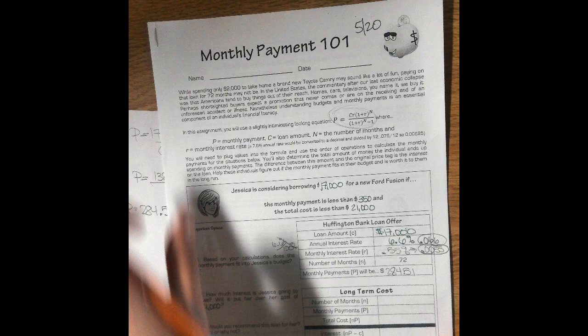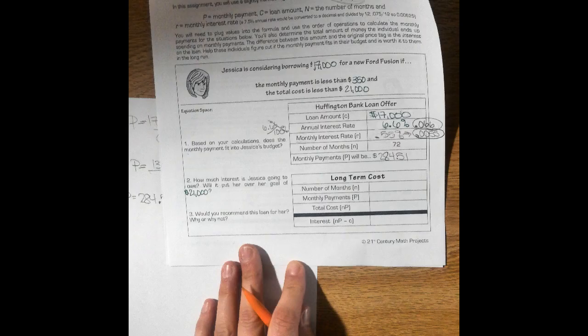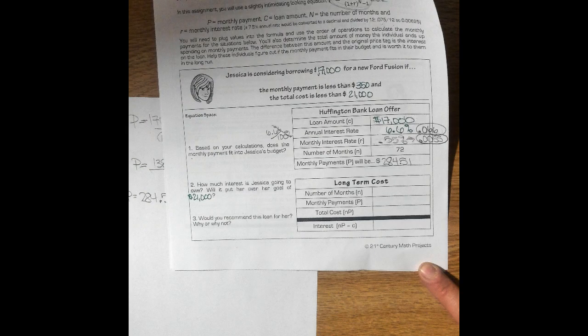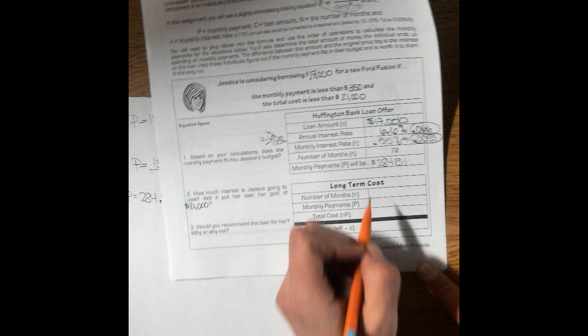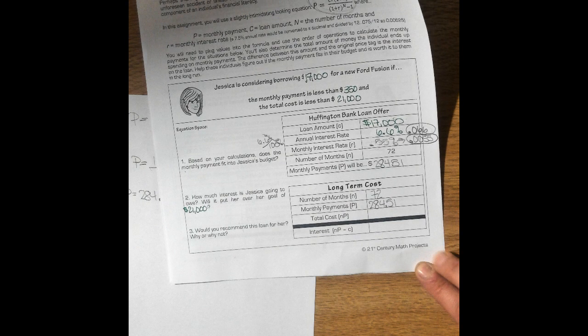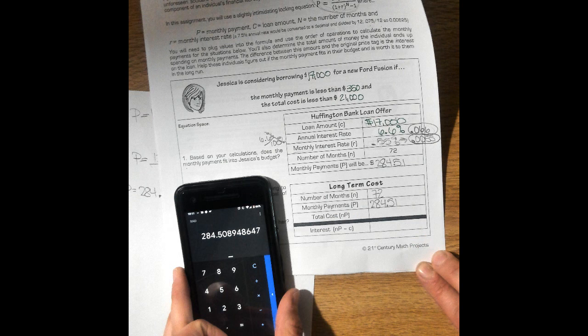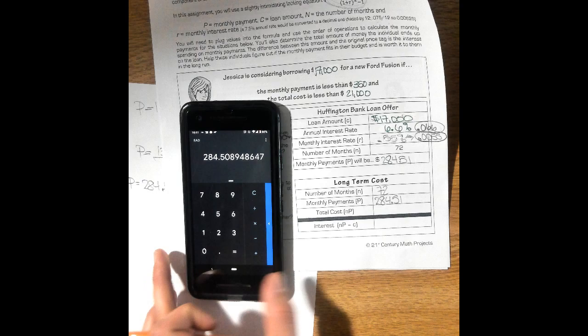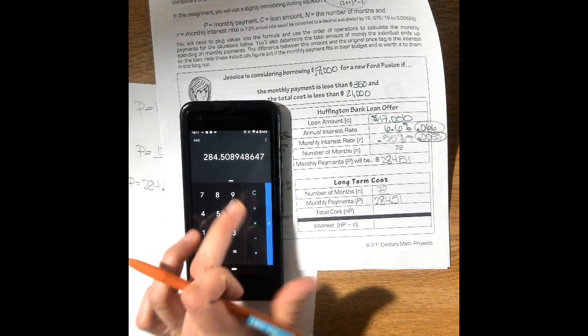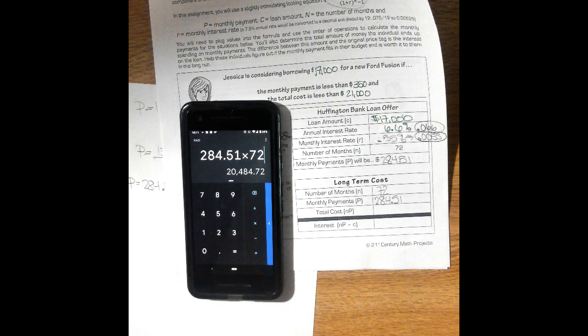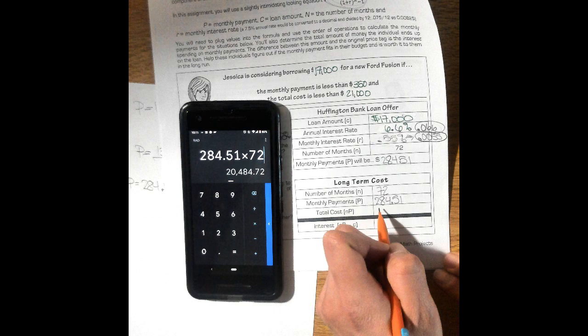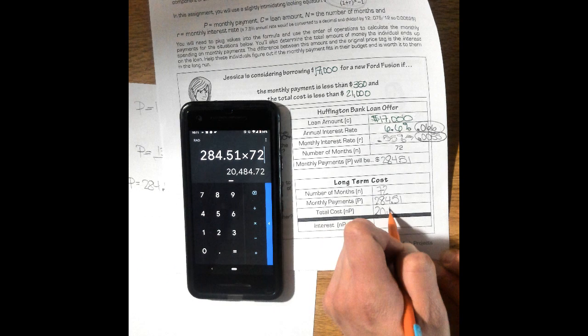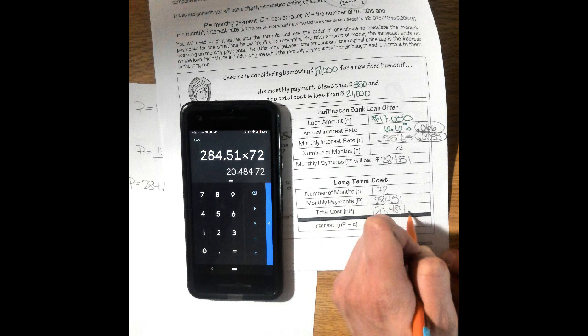But we have this other little table at the bottom we need to fill out, and it's going to tell us the number of months. So that's N, that's 72. The P is what I just calculated. And they want to know the total cost that I'm going to pay. So what I need to do is I need to take that number, 284.51, and I need to multiply it by the 72 payments that I'm going to make. And that is $20,484.72.